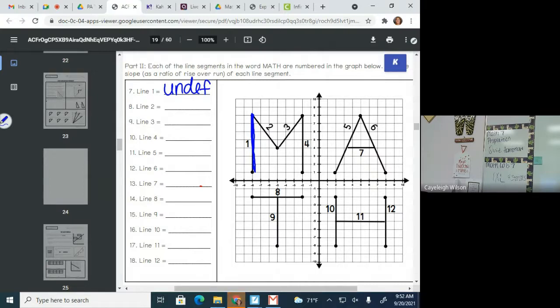Okay, then we're going to look at line 2. What kind of slope do you assume that line 2 will be? Positive, negative, 0, or undefined? Negative because it's going down from left to right, and you're going to count. So I'm going to go down from this one to this one. 1, 2, 3, 4. So I went down 4. And I'm going to run 1, 2, 3. So what will the slope be for a line that's going down? Negative. The slope is rise over run, so it's negative 4/3.